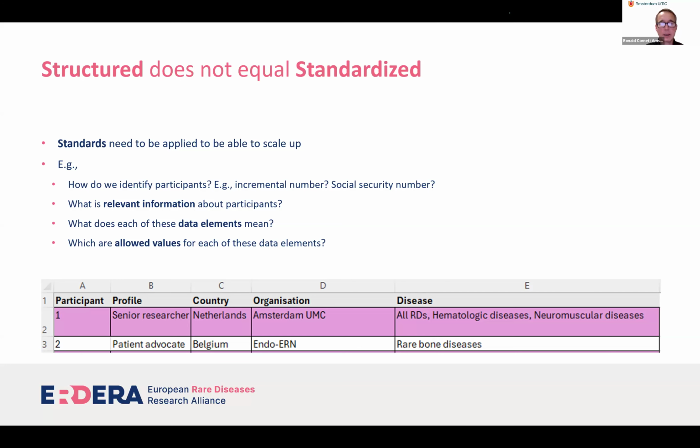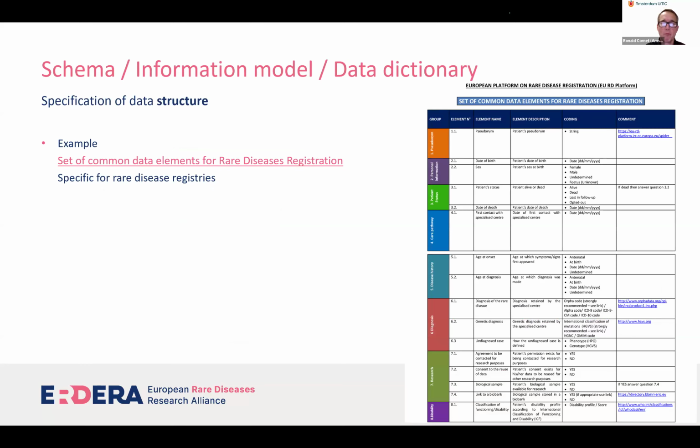So if we do that, then we get a clear meaning of our data elements, so basically the labels in row 1, and we get better understanding and agreement on the values in each of the cells. So what we then basically create with these data elements is a so-called schema or information model, or maybe you know it as a data dictionary or as a code book, which is basically the specification of a data structure.